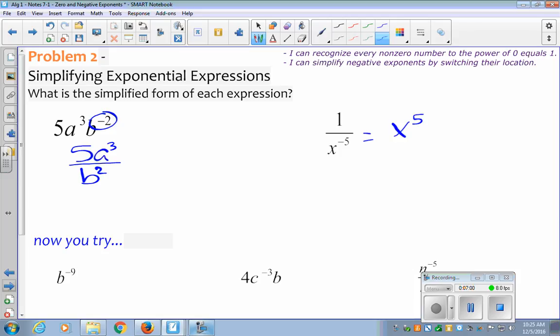I will show you why that works. If I have 1 over x to the 5th, so I go ahead and I move that down. When I'm dividing, this is a 5th grade skill, 6th grade skill. When I'm dividing by a fraction, so we have 1 divided by 1 over x to the 5th, it's the same as multiplying by the reciprocal.